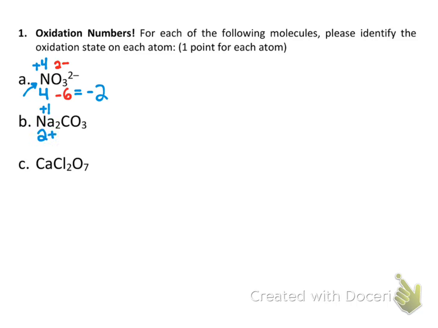Now the oxygen, each one is going to be -2. But there's 3 of them for a total of -6. And since this is a neutral compound, that means all of these values, if we add them all together, need to equal 0. So we've got +2, and we've got -6, which means the carbon must be +4.